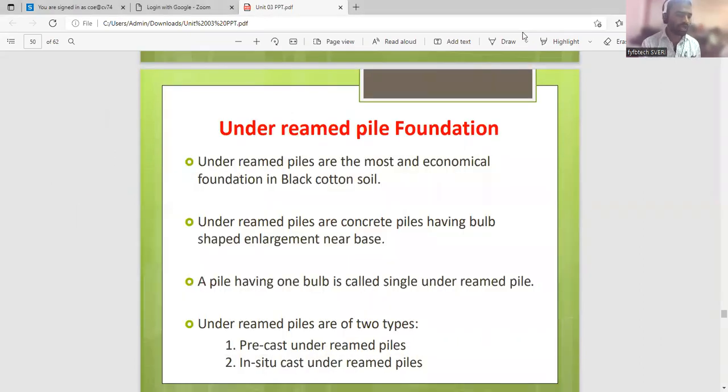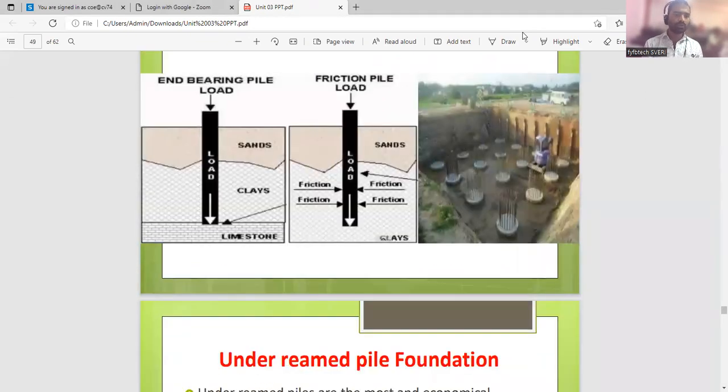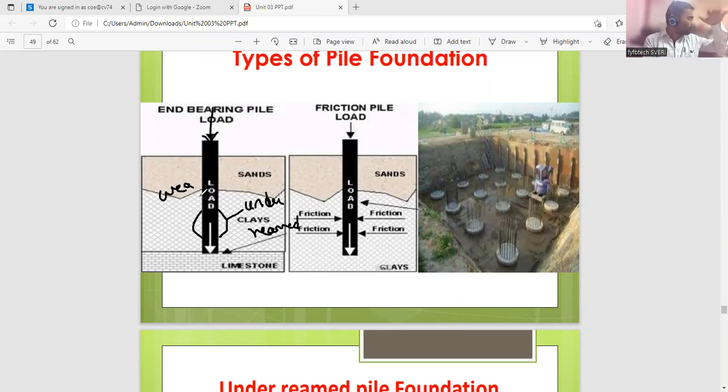Then one more is under reamed pile. Okay, if the soil is very weak, what they will do is extract and provide one bulb here. This bulb is called an under reamed pile. Whenever a high load comes, the structure, the column or foundation, should not settle. That's why this offers resistance against negative skin friction. Okay, you will study that one.